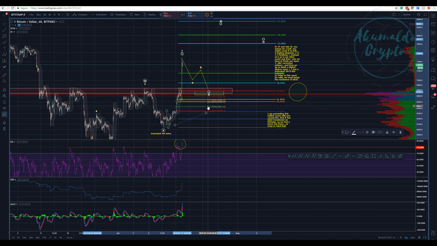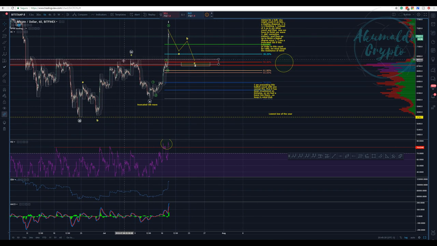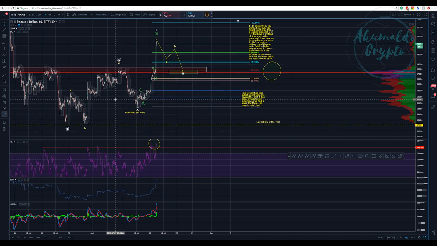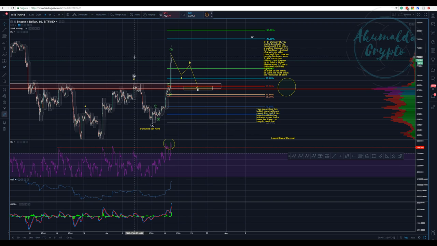Let me take this out here, make it clear. Then we can start drawing some pitchforks, some channels. Okay, this is one possible bullish count. If we allow for this truncated fifth, it's okay. It's not a problem. I'm not violating the Elliott wave principle.